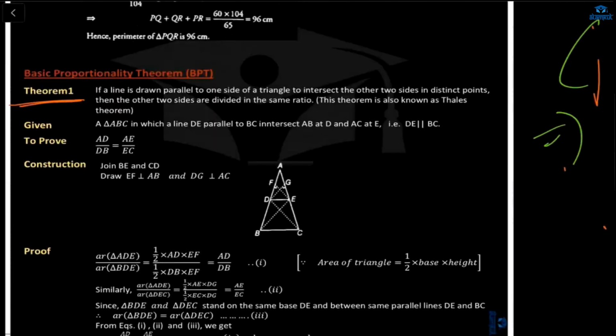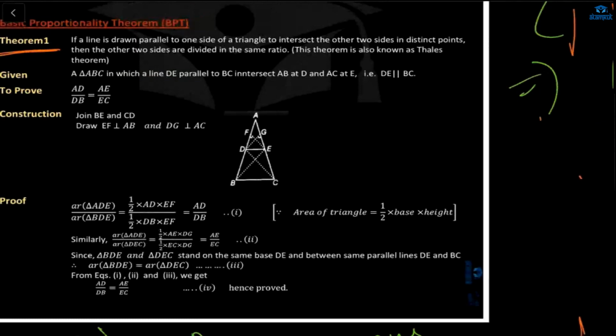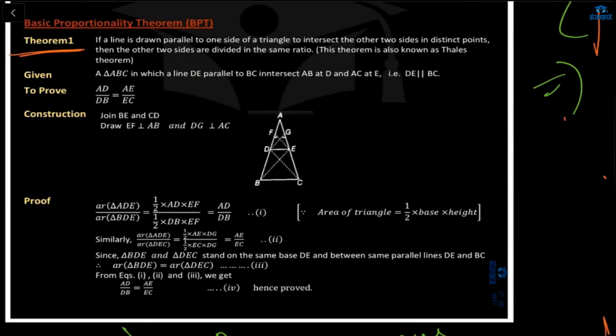Basic proportionality theorem. Okay. The theorem was that if a line is drawn parallel. So what does the BPT theorem say? That if a line is drawn parallel to one of the sides of a triangle, like in this triangle ABC, if a line is drawn parallel to BC, that is DE, in such a way that it intersects the other two sides of the triangle, that is AB and AC, then this line divides the sides in a ratio.